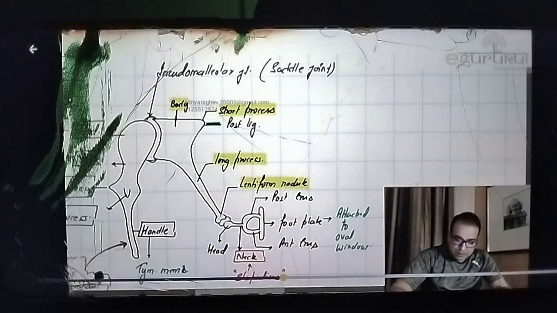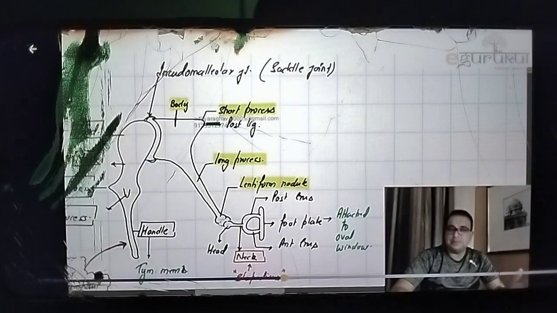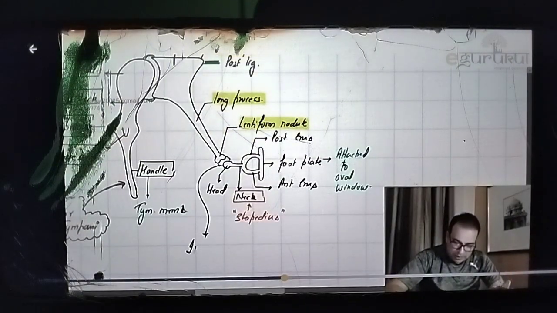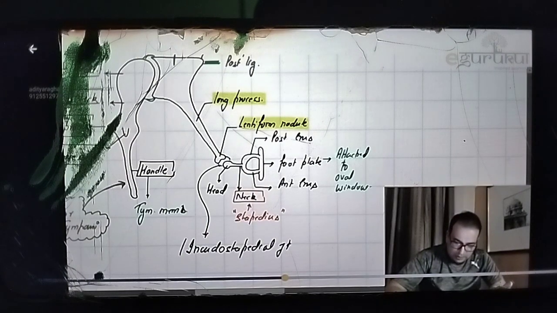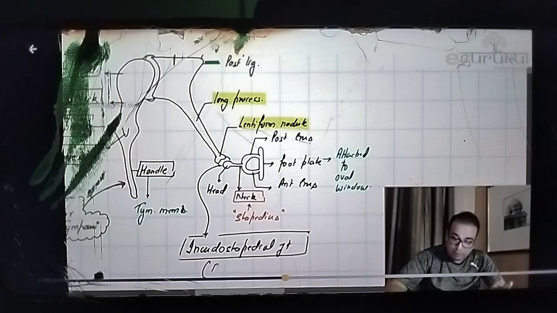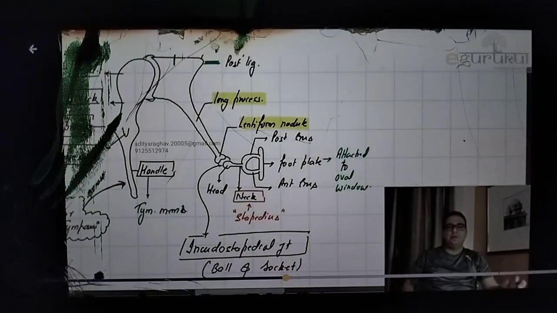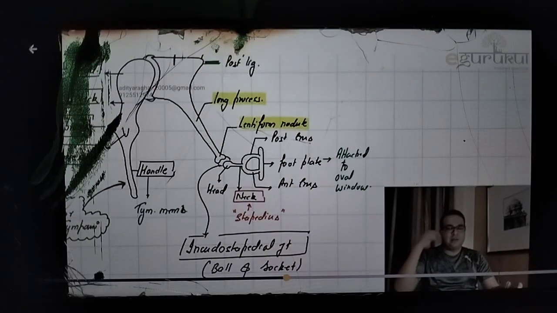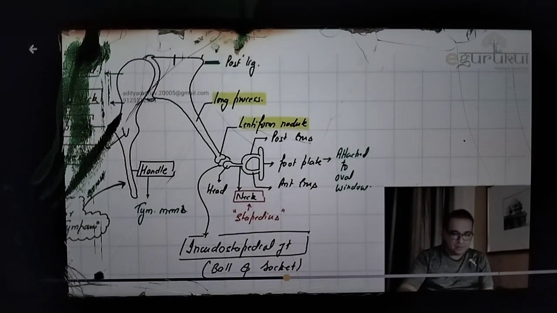And the joint between the head of the stapes and the lentiform nodule of the incus is called the incudostapedial joint. Let me just write it here. The joint is the incudostapedial joint, and that's a good question. The incudostapedial joint is an example of a ball and socket joint. We have just 4 ball and socket joints in the human body: shoulder, hip, then one in the foot called TCN, the talocalcaneonavicular joint, or एक middle ear के अंदर this one, that is the incudostapedial joint.